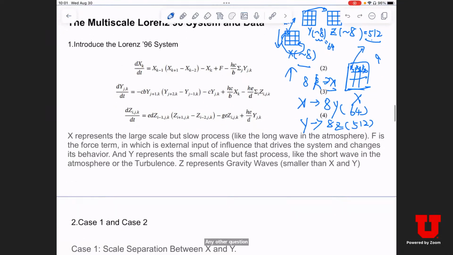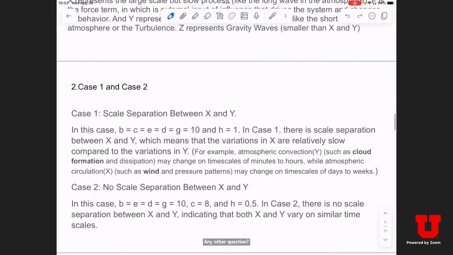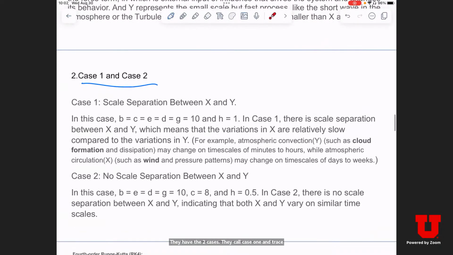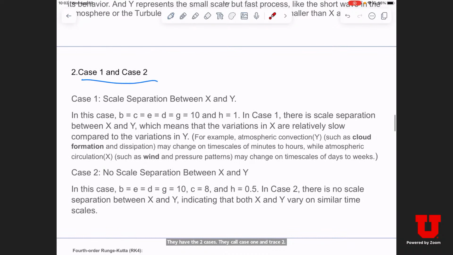Okay, great. Before I talk about the models, I will talk about the Lorenz 96 system. They have two cases, which they call case 1 and case 2. Case 1 is called the scale separation between X and Y. X represents the large scales and Y represents the small scales.